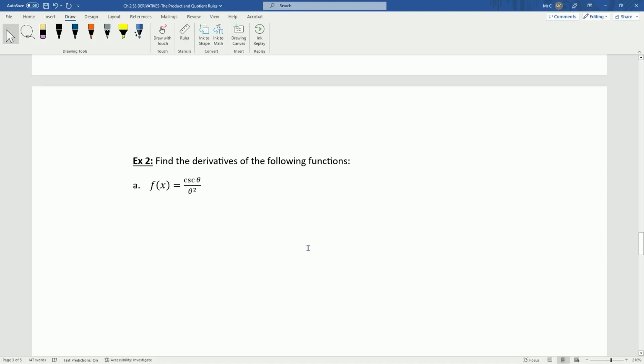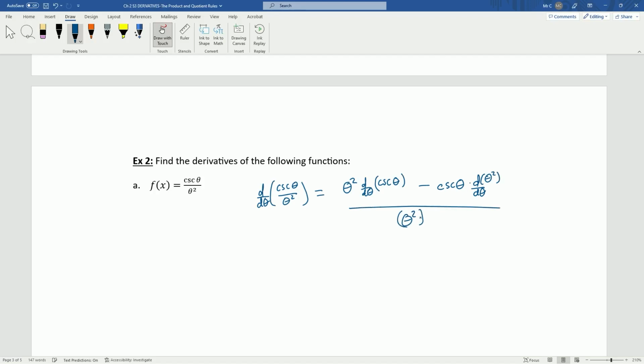Okay, so find the derivatives of the following functions. So now we've got some trigonometric functions involved here. We want the derivative with respect to theta of cosecant of theta over theta squared. Low d high, minus high d low, over low squared.